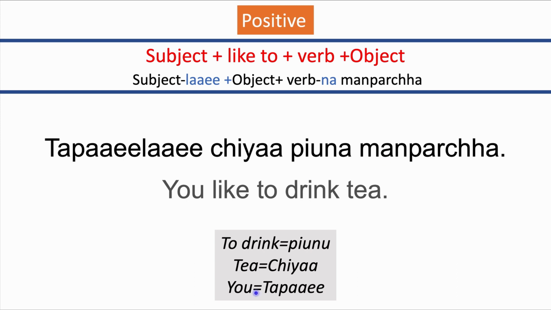If you have noticed, in this sentence, we have changed our subject. Before, we have used तिमी as you, but over here, we have used तपाई. Now, once again, please remember the rule of hierarchy in Nepali. If you are talking to someone who is elder than you, you have to use तपाई, which means you. But for your friends or for someone who is younger than you, you can just use तिमी. तपाईलाई चिया पिउन मन पर्छ. You like to drink tea.